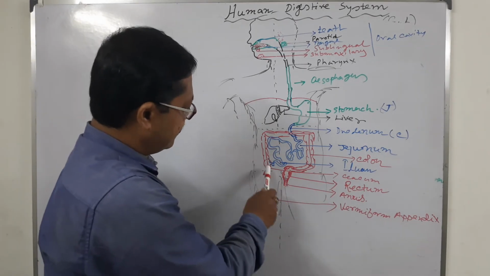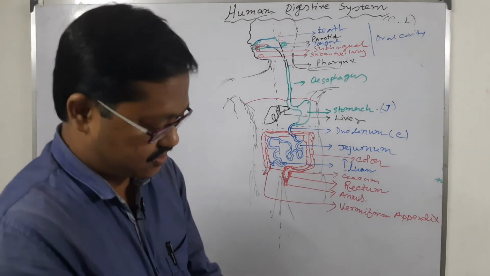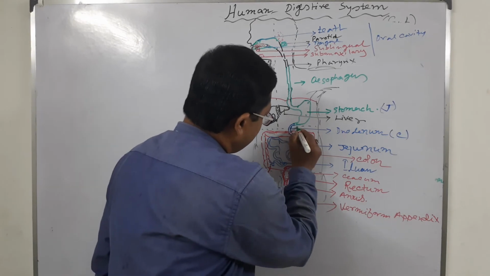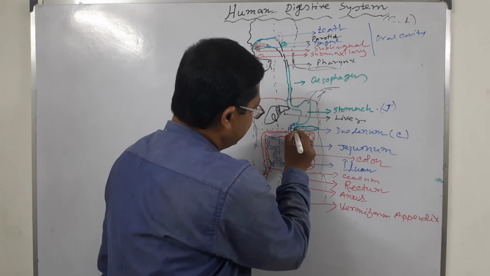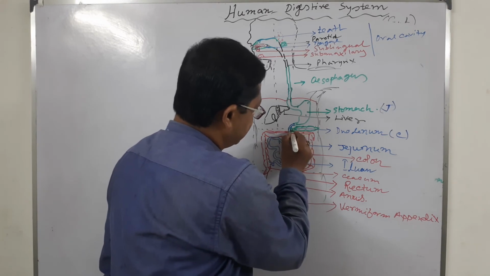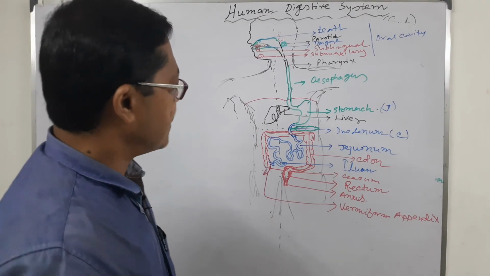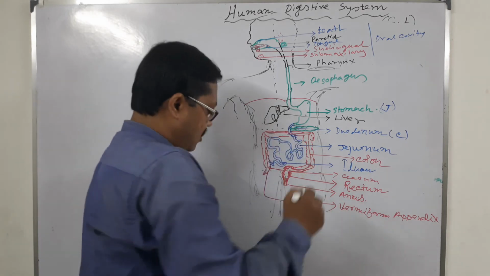Another, here is the colon. Another structure we must draw here is the pancreas. The pancreas is an important mixed gland that secretes different types of enzymes. This is the pancreatic juice, and here is the gallbladder.